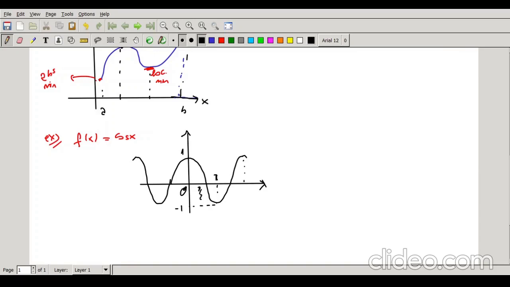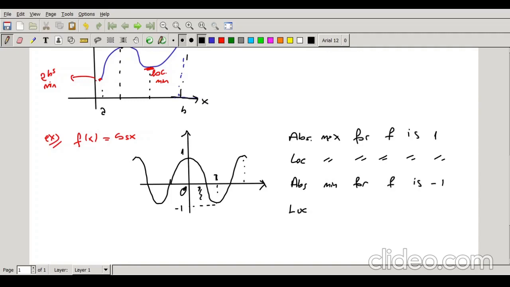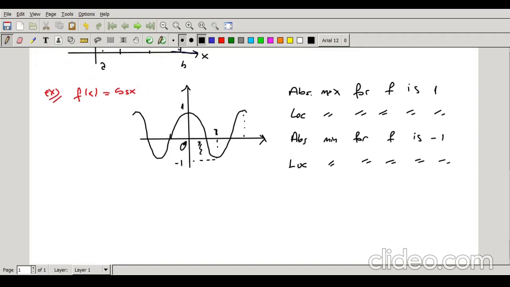It oscillates, and here you can directly have this conclusion: the absolute maximum for f is 1, because it cannot take any value greater than 1. But moreover, the local maximum for f is also 1, and the absolute minimum for f is -1. At the same time, the local minimum for f is also -1. In that example, you see they coincide.